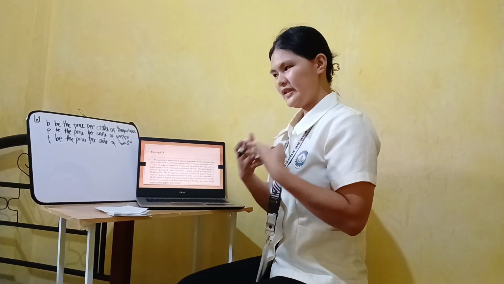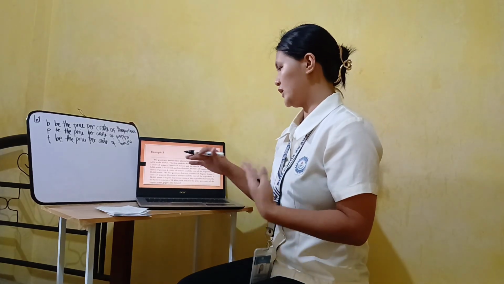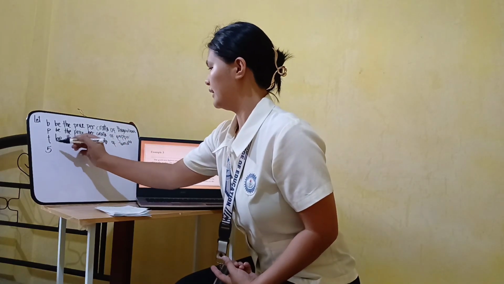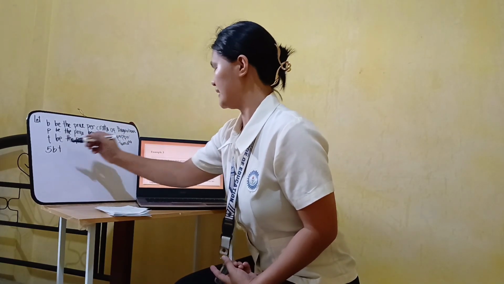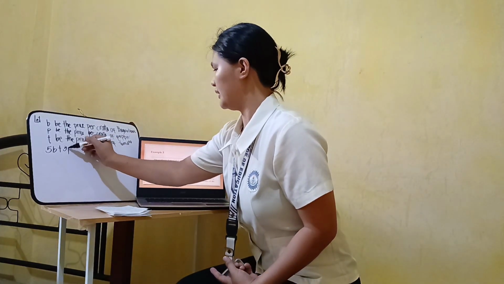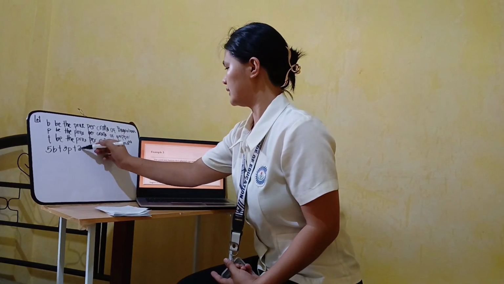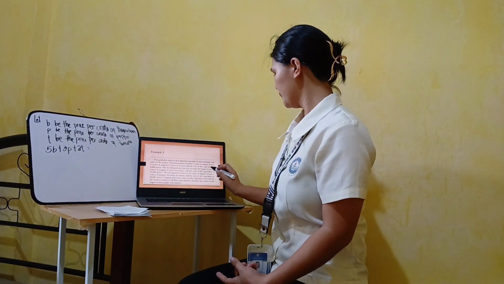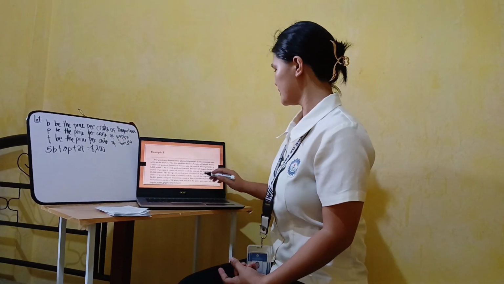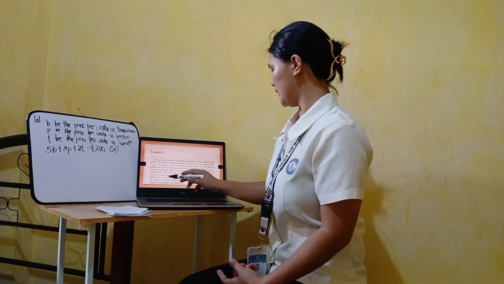So, after that, we are now going to formulate our equation 1. So, ang equation 1 natin is 5B plus 3P plus 2T is equal to 8,200 pesos.